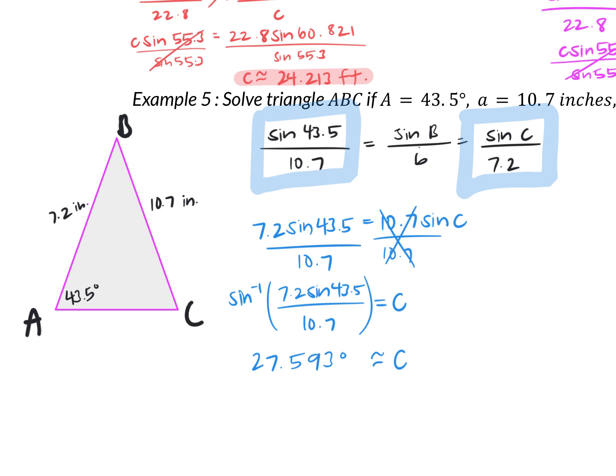Okay, now similar to what we just did up above, sine is also positive in that second quadrant there, which means that I'm going to take 180 and subtract that angle measure to find out what my other possible triangle would be. And I get 152.407.